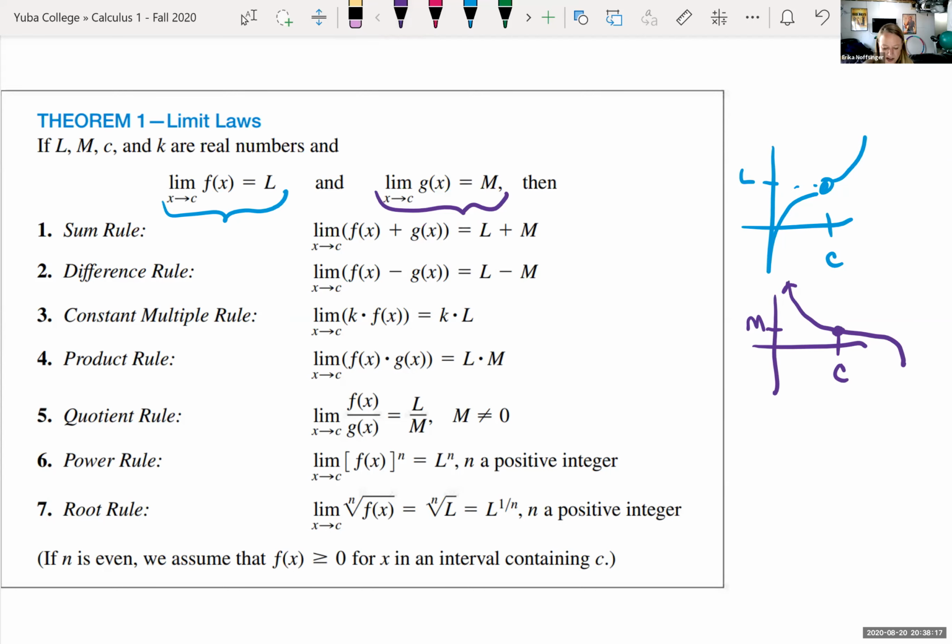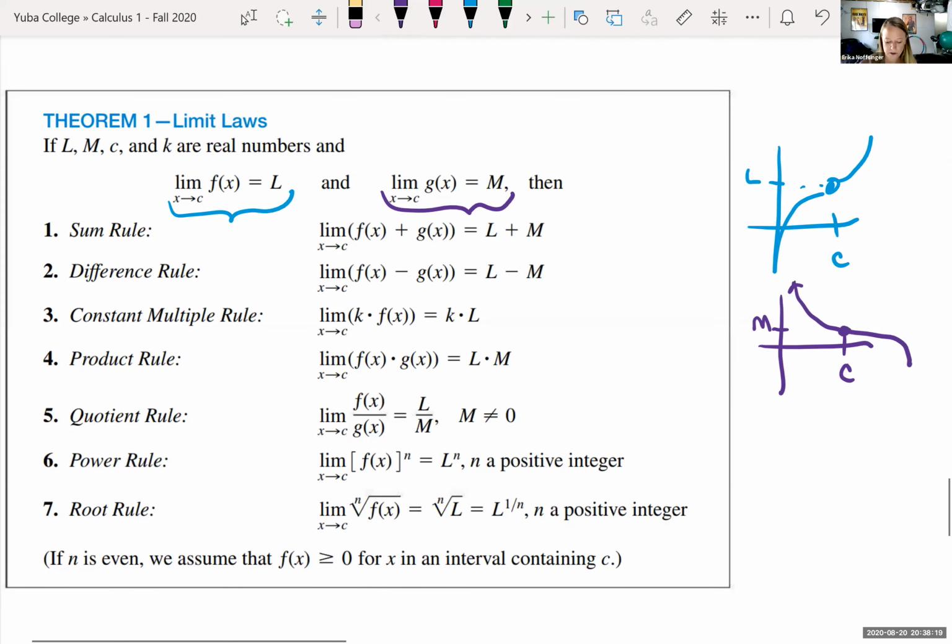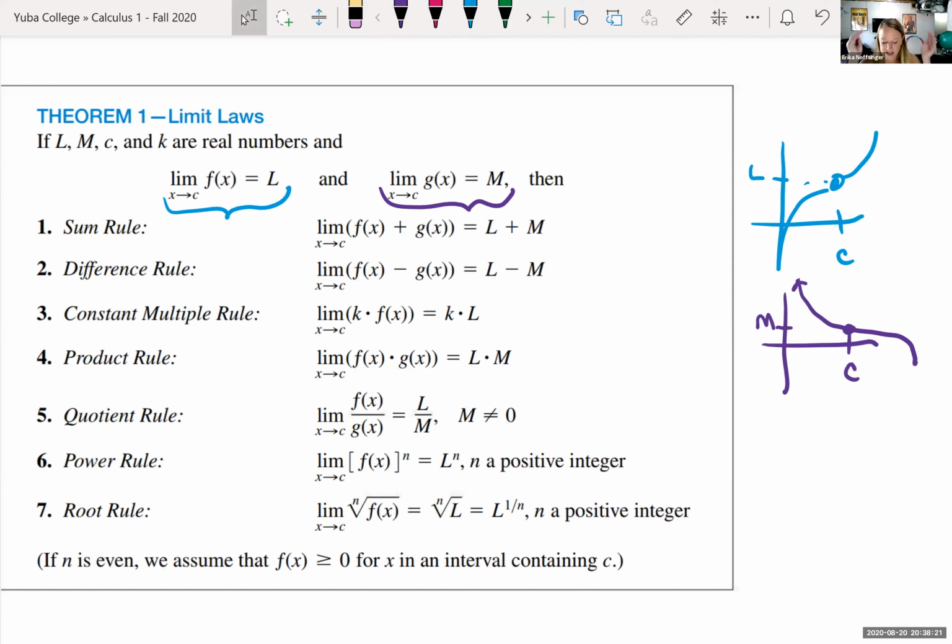So this next one's really helpful, the power rule. If you have something raised to a huge power and you don't want to have to FOIL that all out and multiply it out and use the rule above, we can use this power rule where we can look at the limit of the inside and then just raise whatever that limit is to that power. And you can do the same thing with radicals.